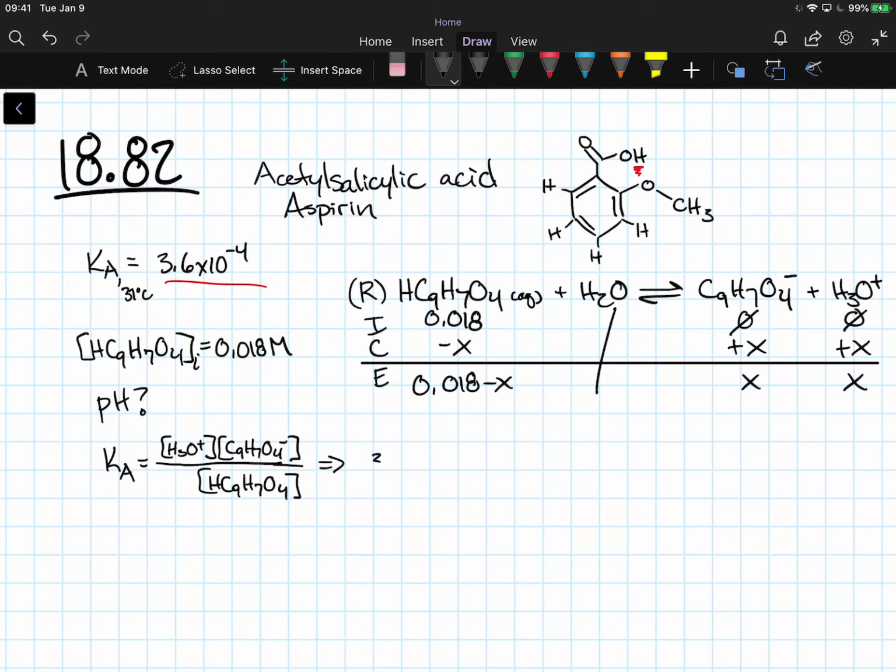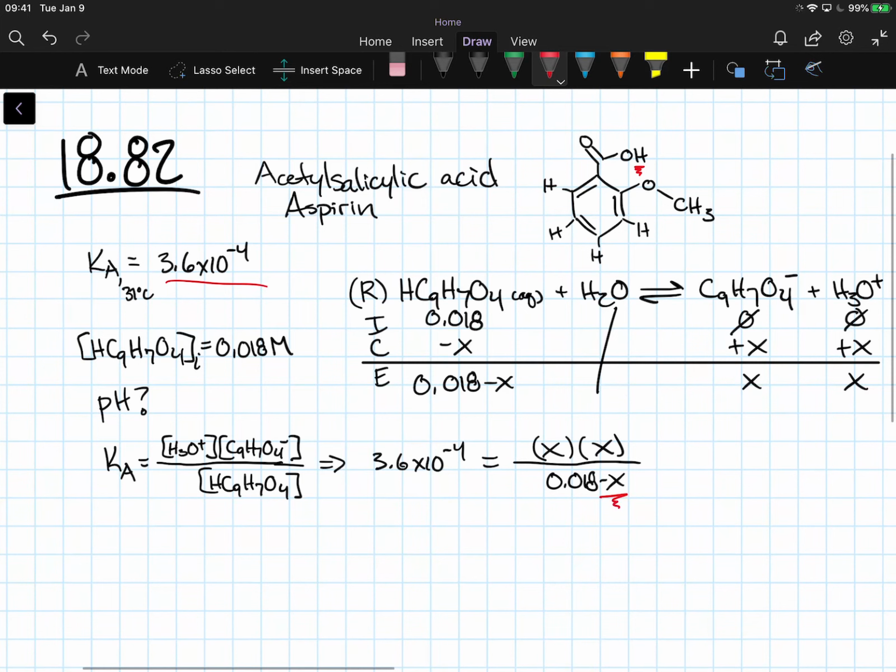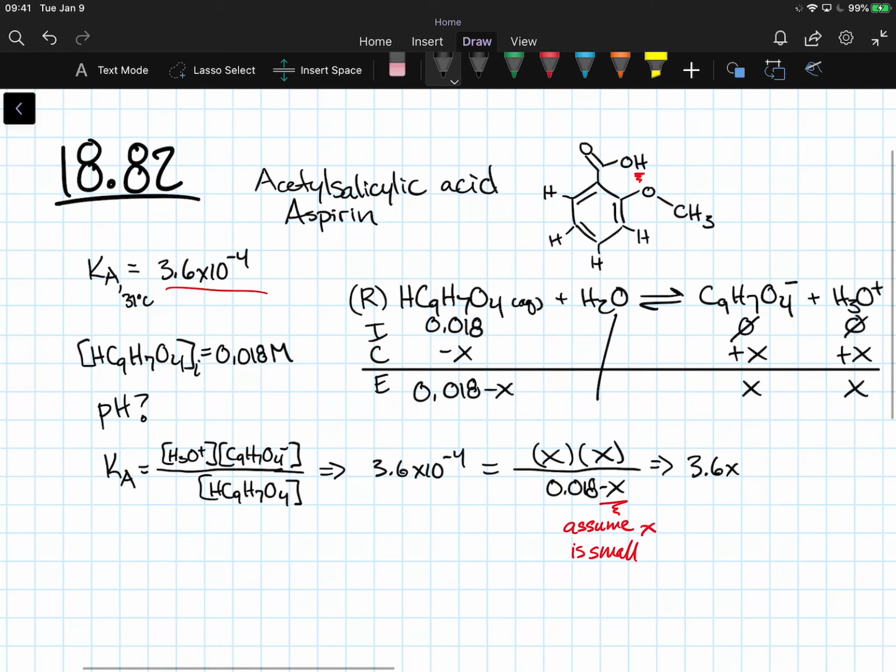So we know that Ka is 3.6 times 10 to the negative fourth, and that's going to be equal to X times X over 0.018 minus X, and we're just going to go ahead and assume that X is small relative to the actual initial concentration, and we get to do that for any weak acid problem. For most weak acids, we're just going to assume X is small and plug right on ahead. It's going to make life a lot easier. So now we have 3.6 times 10 to the negative fourth is equal to X squared over 0.018.